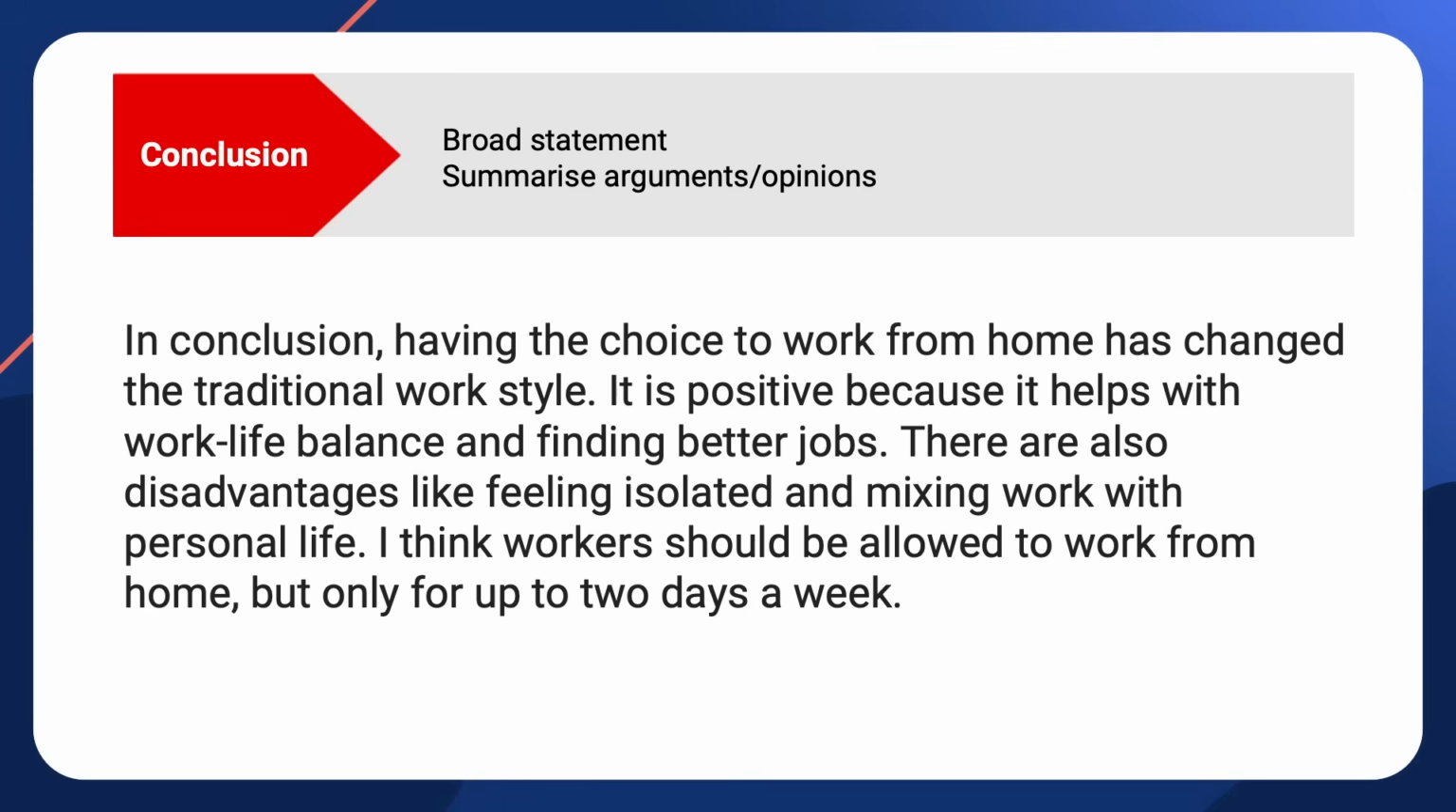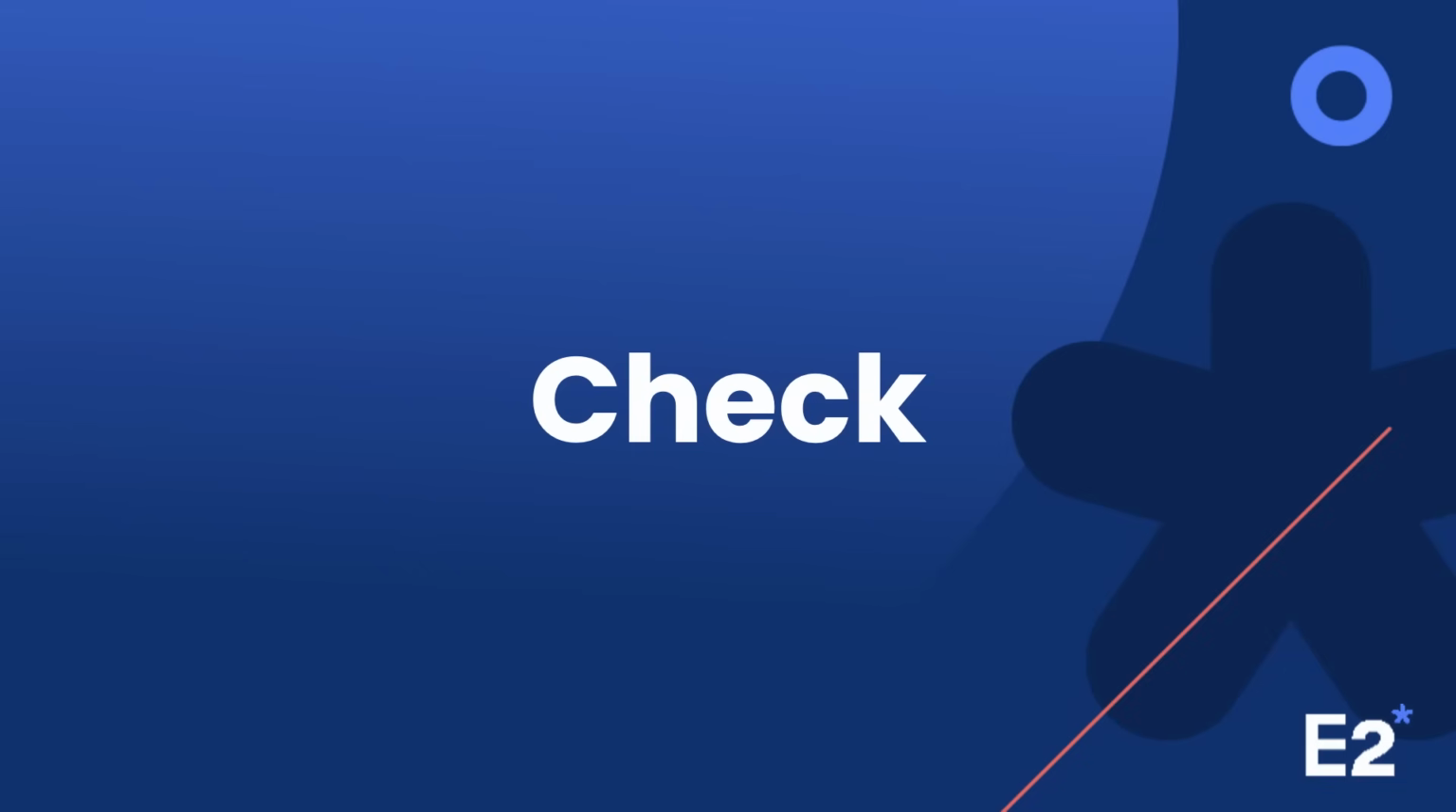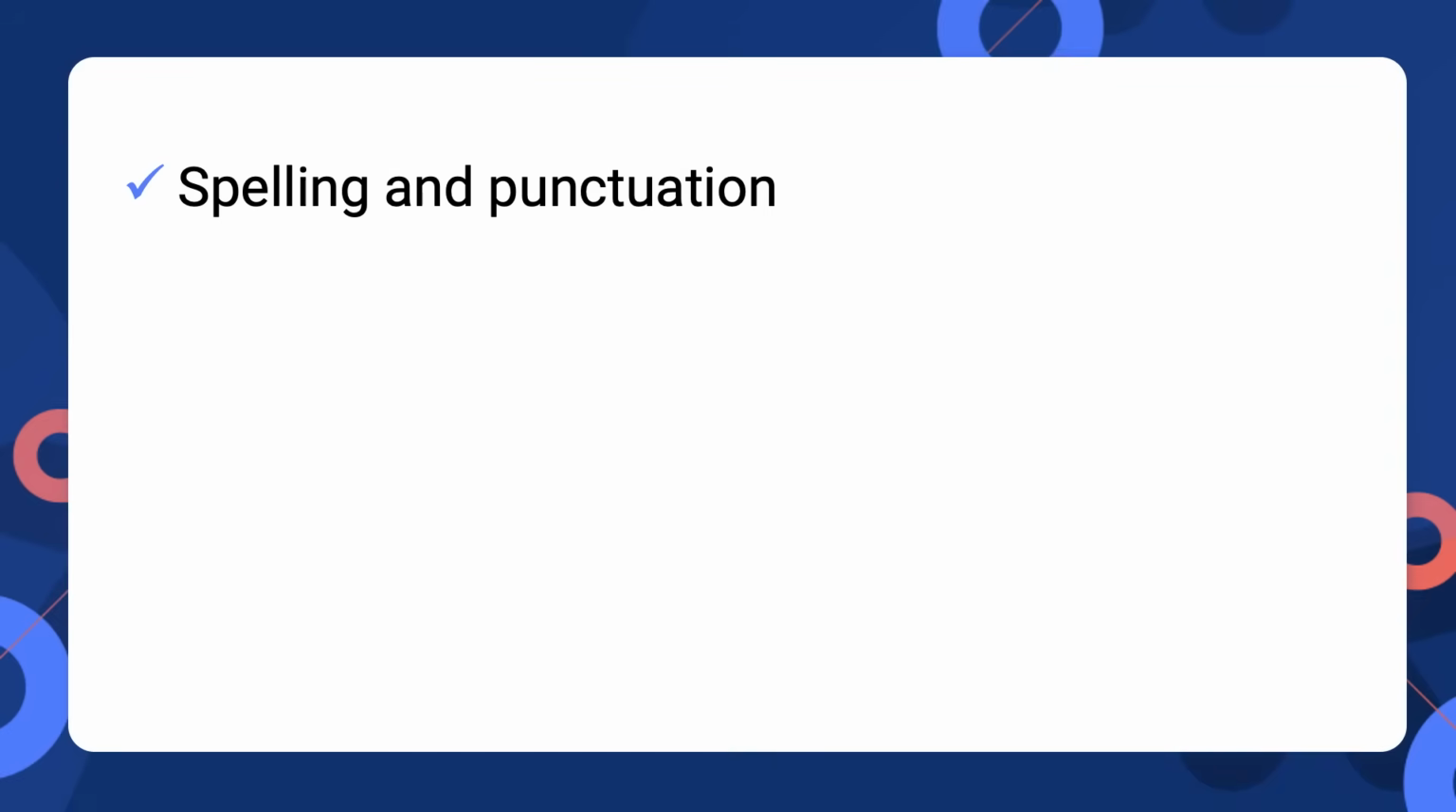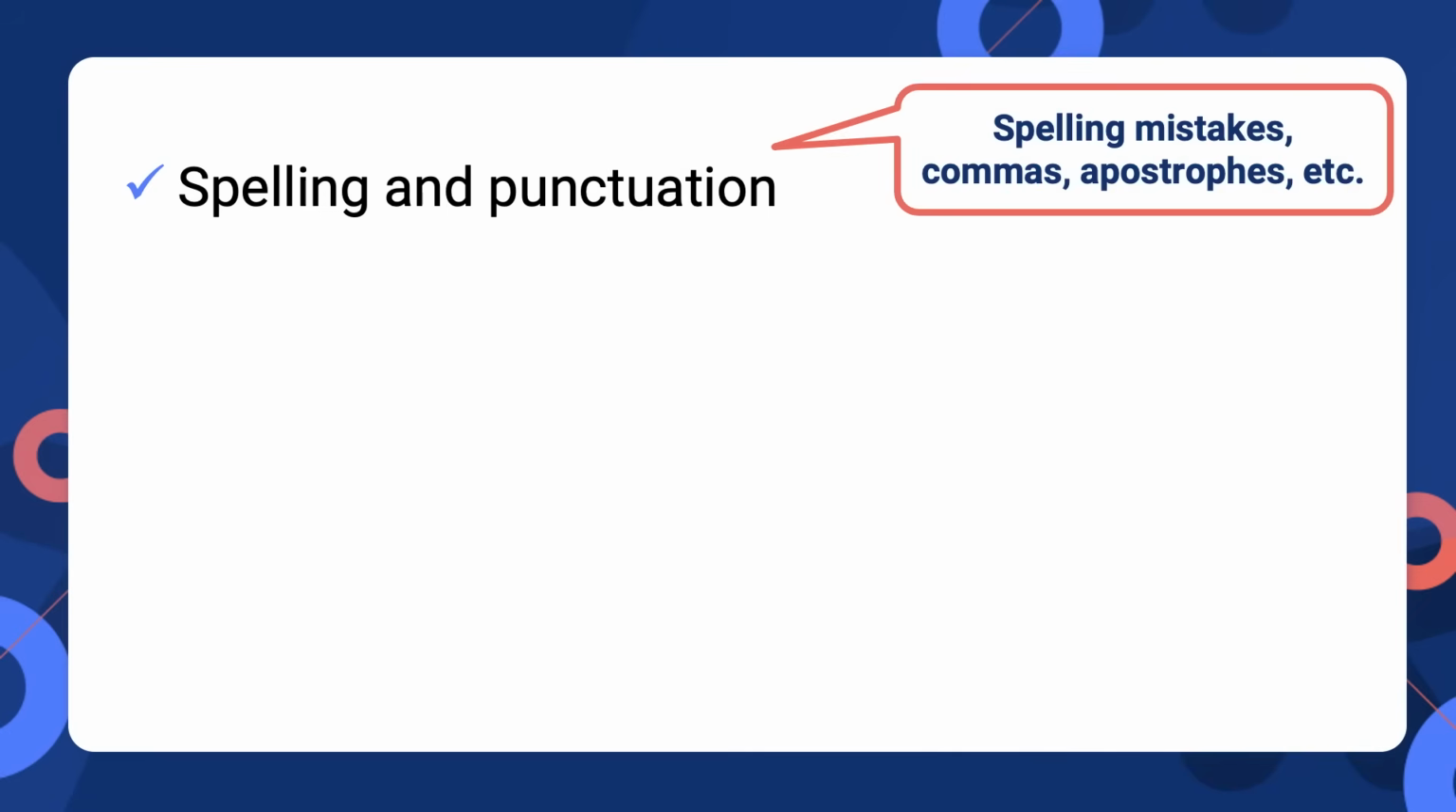Now, before we can move on, it's important that we check our work. And there are a few things that we need to look out for. We need to think about our spelling and punctuation. This means that we're looking for spelling errors. We're looking for places of our commas, our full stops, our apostrophes, those types of things.